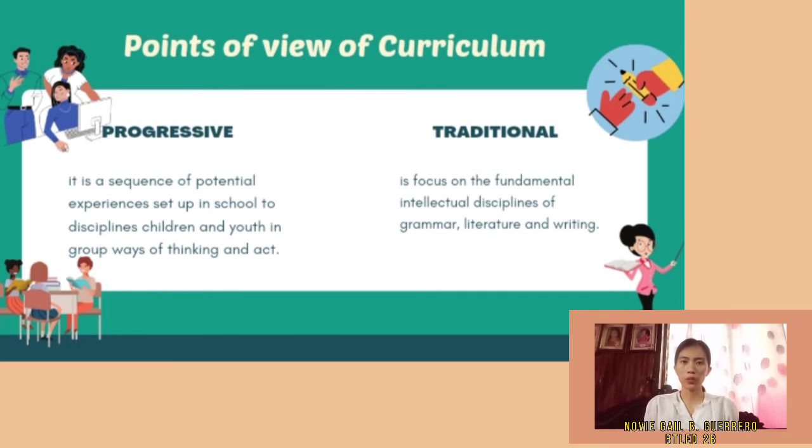There are two points of view in curriculum, the traditional and progressive. It's also the same as essentialist and progressivist. These two curriculums represent a plan on how to educate learners using different methods that would be used in class. However, they are fundamentally different. The traditional point of view is focused on the fundamental intellectual disciplines of grammar, literature, and writing, while the progressive point of view in curriculum is the sequence of potential experiences set up in school to discipline children and youth in group ways of thinking and acting.